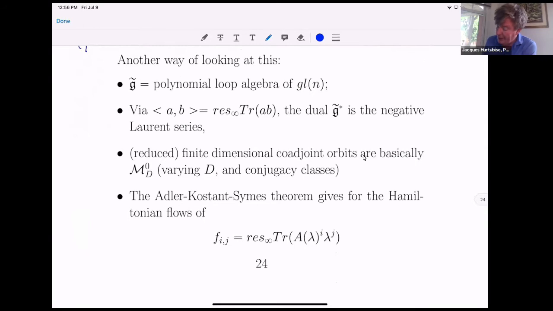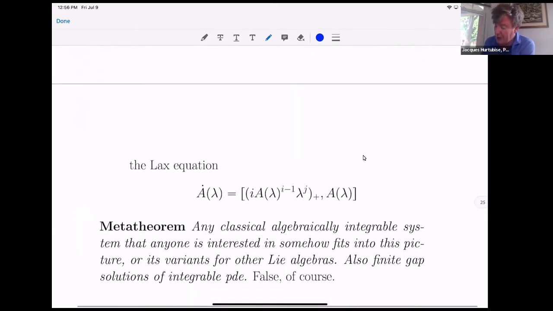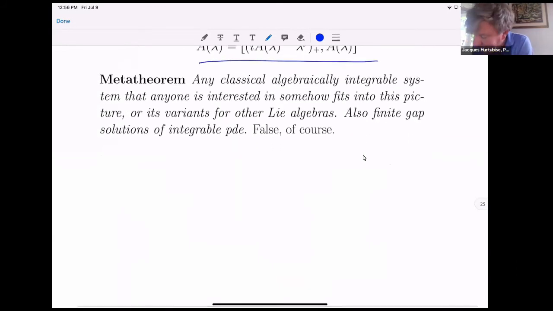And then there's a theorem that dates from the 70s, the Adler-Kostant-Symes theory, that tells you that if you take these Hitchin Hamiltonians, the flow corresponds to these Lax equations. And since the bracket is an infinitesimal conjugation, you can see that the spectrum of A(lambda) is being preserved. And there's a meta theorem, which is that anything you're interested in somehow fits into this picture or its variants for other Lie algebras. And also these much studied finite gap solutions for the various integrable PDE.